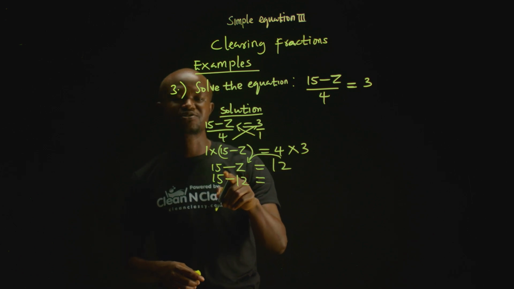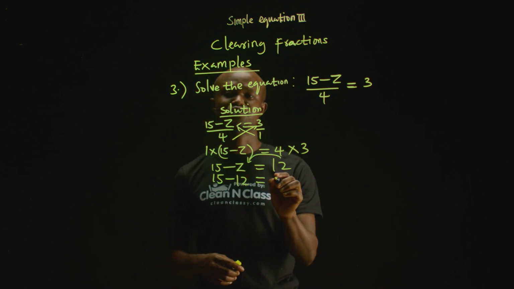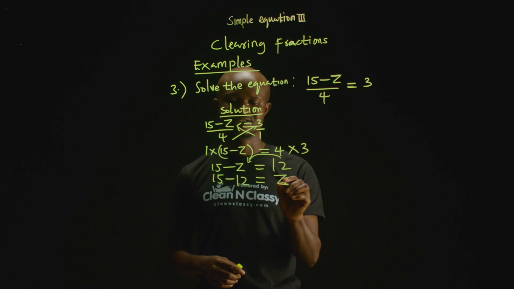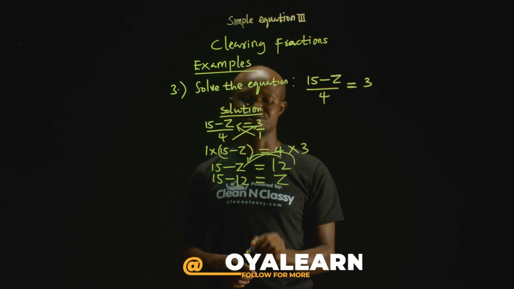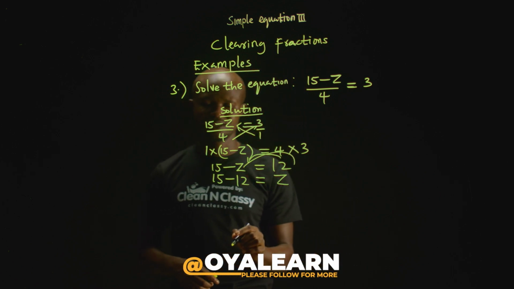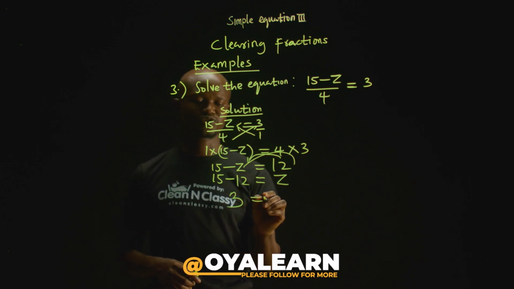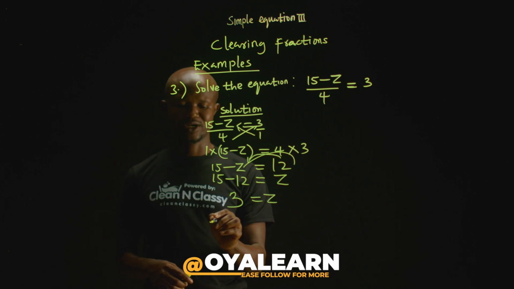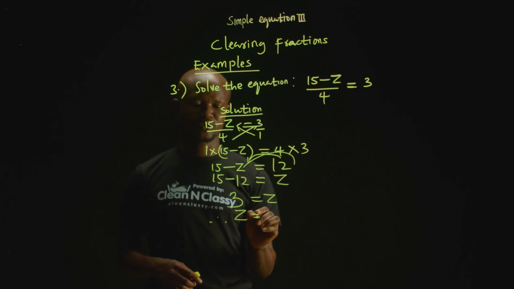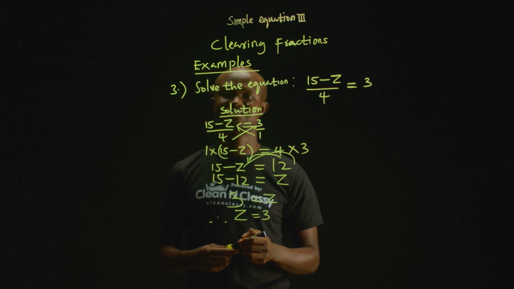And moving minus z to the right, we have positive z, which is z. When this minus z comes to the right, you have positive z. 15 minus 12, we have 3 equals to z. We can now conclude z equals to 3. That is the solution to the problem.